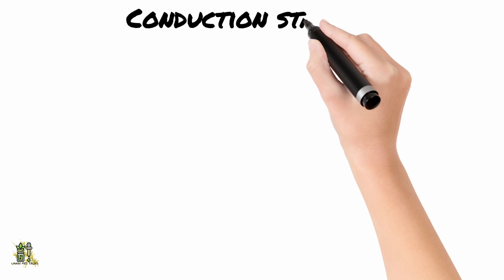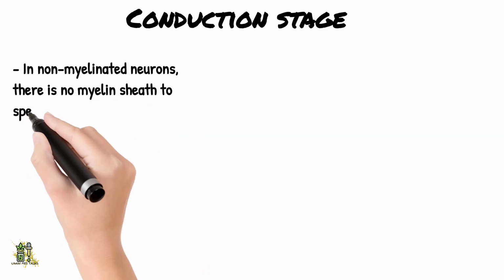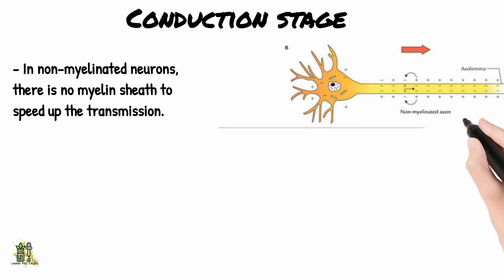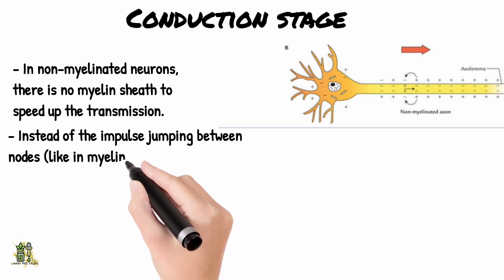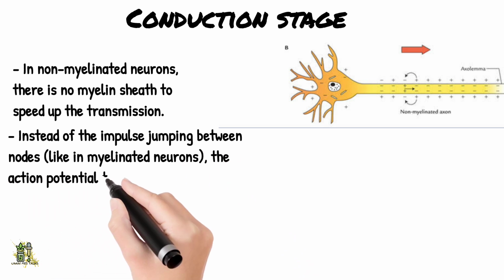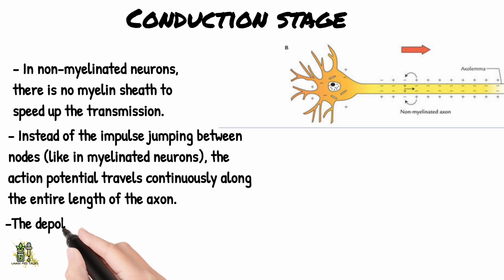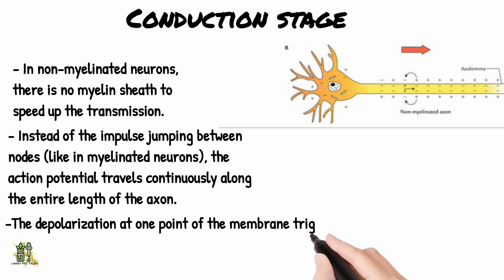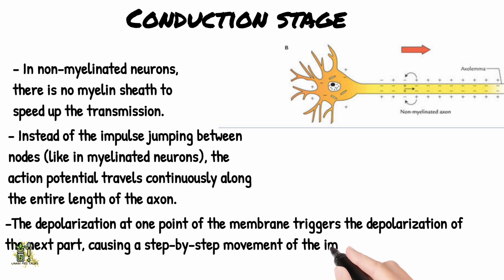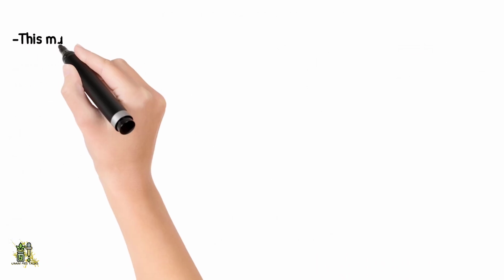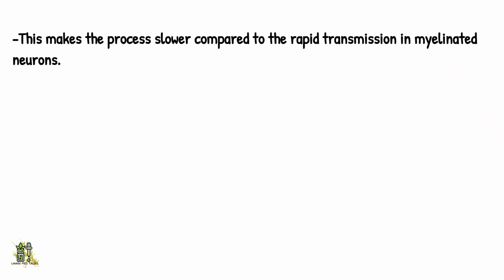Conduction stage. In non-myelinated neurons, there is no myelin sheath to speed up the transmission. Instead of the impulse jumping between nodes, like in myelinated neurons, the action potential travels continuously along the entire length of the axon. The depolarization at one point of the membrane triggers the depolarization of the next part, causing a step-by-step movement of the impulse. This makes the process slower compared to the rapid transmission in myelinated neurons.